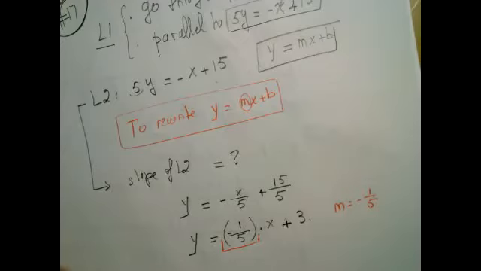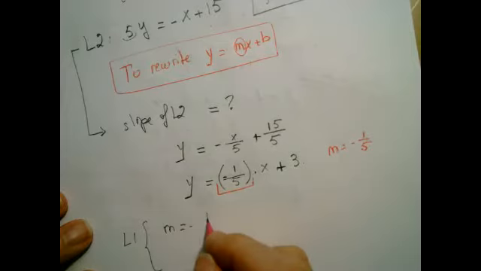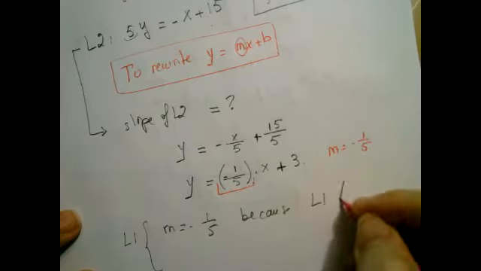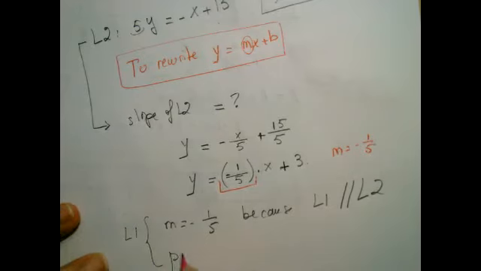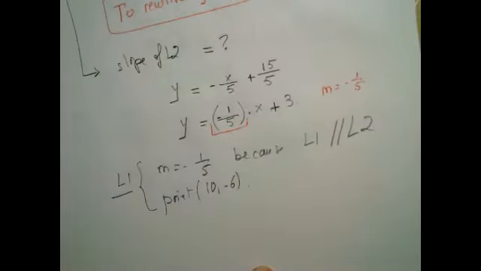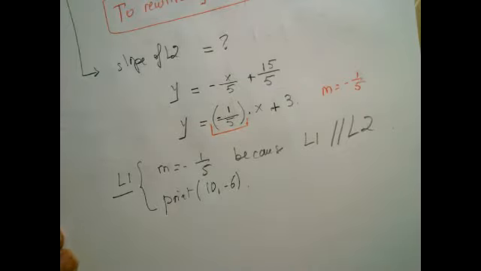Now, what do I know about the line I'm interested in? So now I know 2 things about my line. I know the slope is minus 1 over 5 because the one I'm interested in is parallel to L2, and I know the slope of L2. I know a point. The point is given to us by the problem, 10, minus 6. So now I need to find the equation of the line. I know the slope, I know the point. I can use point slope form or slope intercept. So this one, I'm going to do point slope.